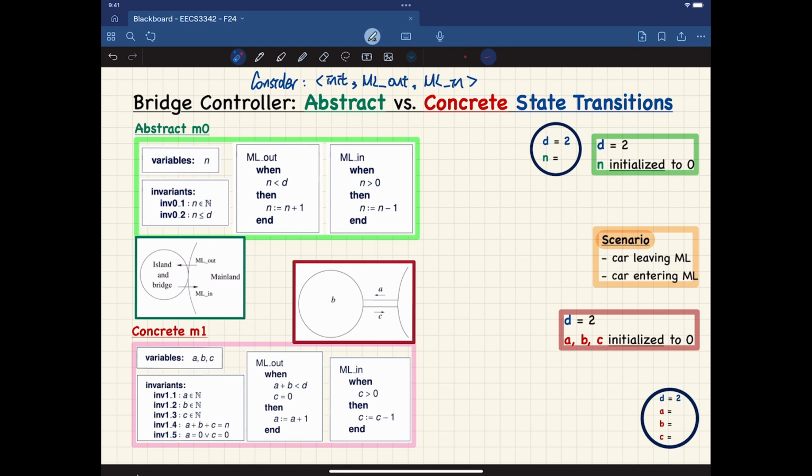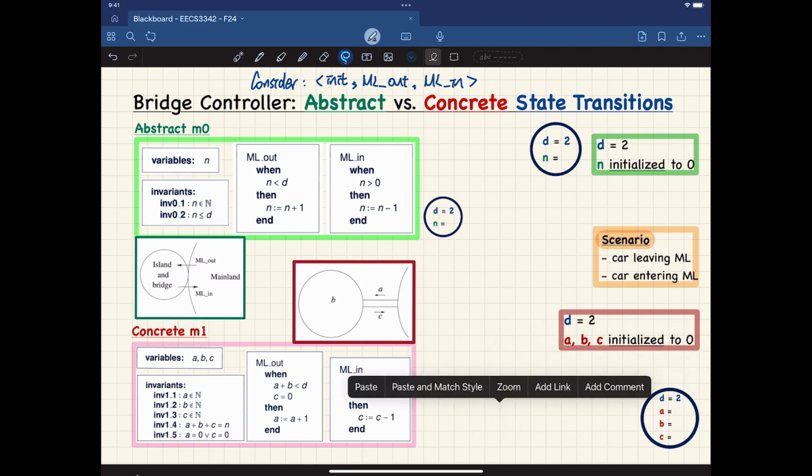All right, so let's make the following assumption. We got the maximum number of cars d equal to 2 for both abstract and concrete, so we're consistent. And the initialization will just initialize n to be 0, and also A, B, C to be 0. Okay, let's now take a look. So what I'll do is I'm just going to copy this. This will be the abstract model. I'm going to put it here, abstract. And this one over here is going to be the concrete model.